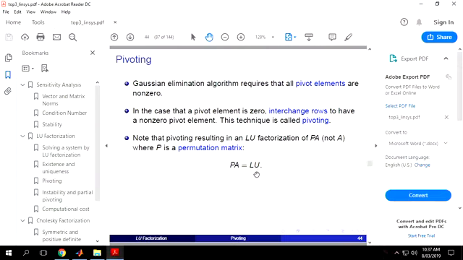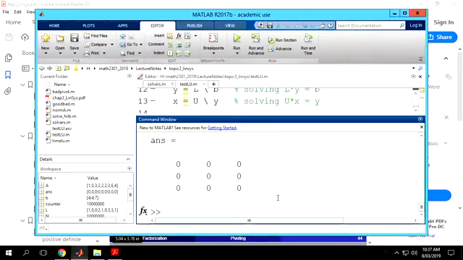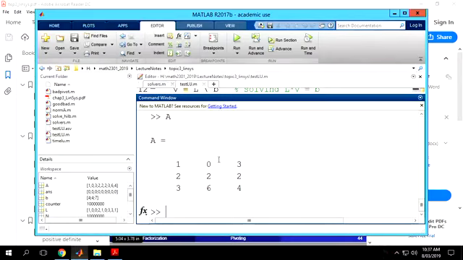And now let me explain a bit more what is meant by a permutation matrix. So now suppose you have a matrix A like this, okay? So 1, 0, 3, 2, 2, 2, 3, 6, 4. And now suppose I want to swap two rows, yeah? On paper, it's easy. You just write out another matrix, swapping the rows. Yeah, but in computers, you have to do it by matrix multiplication.